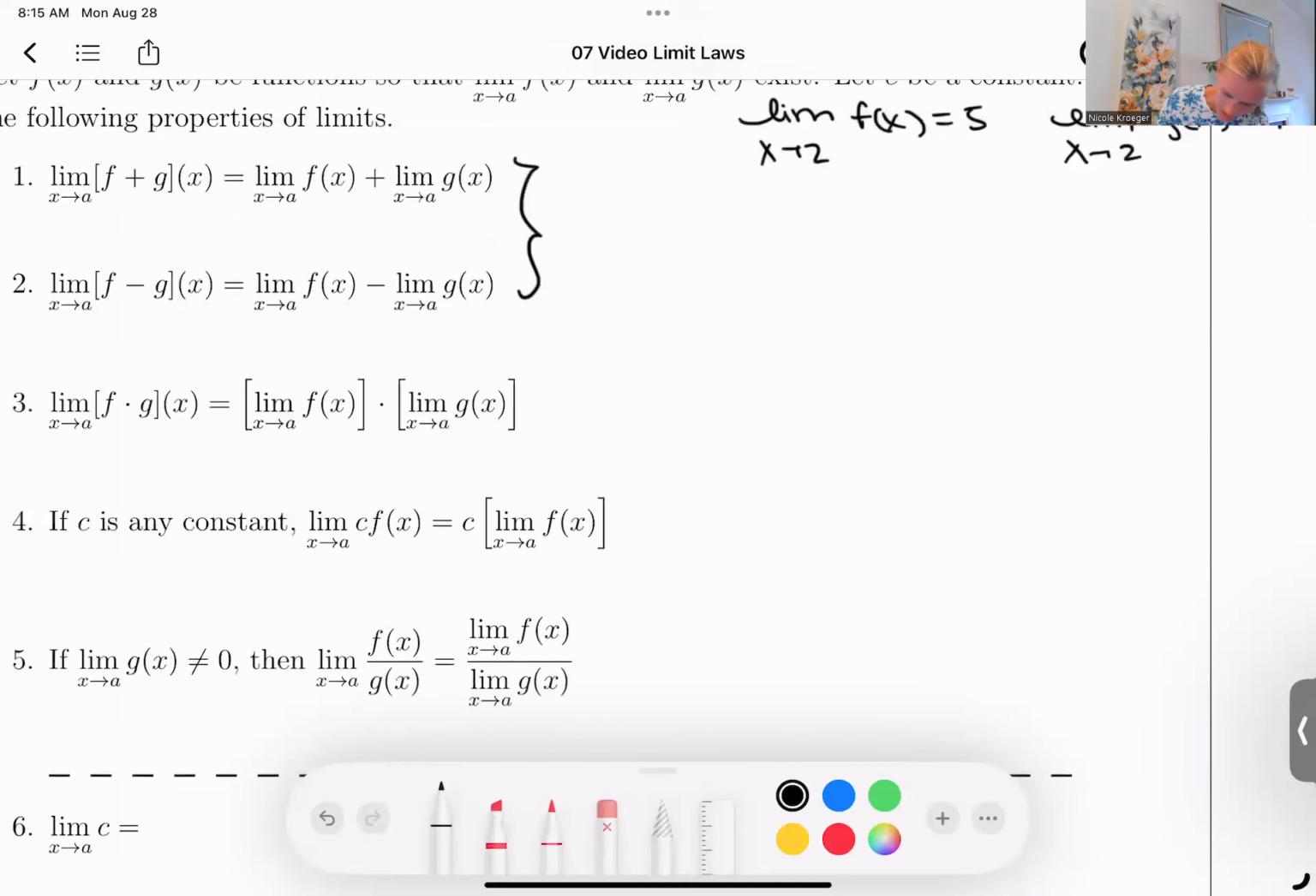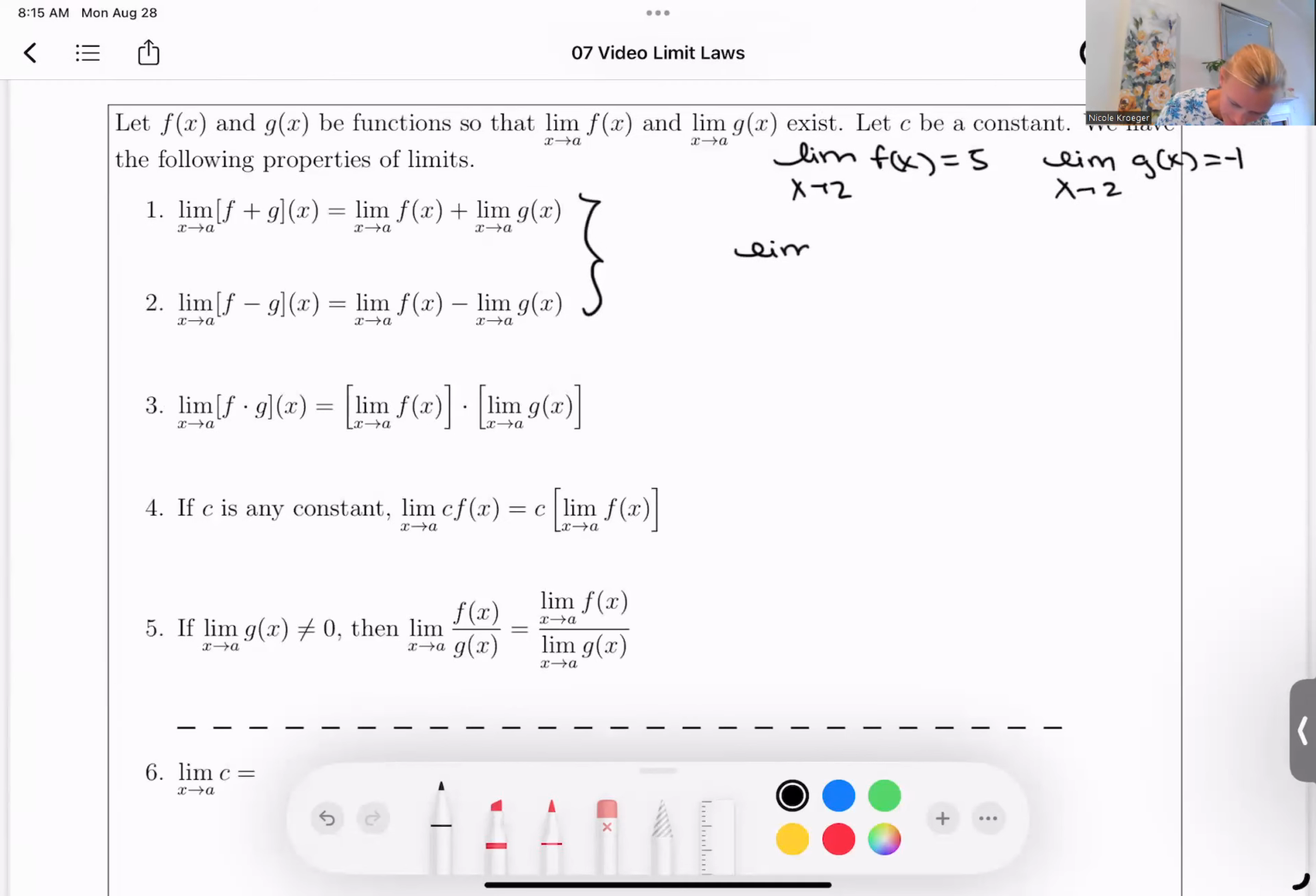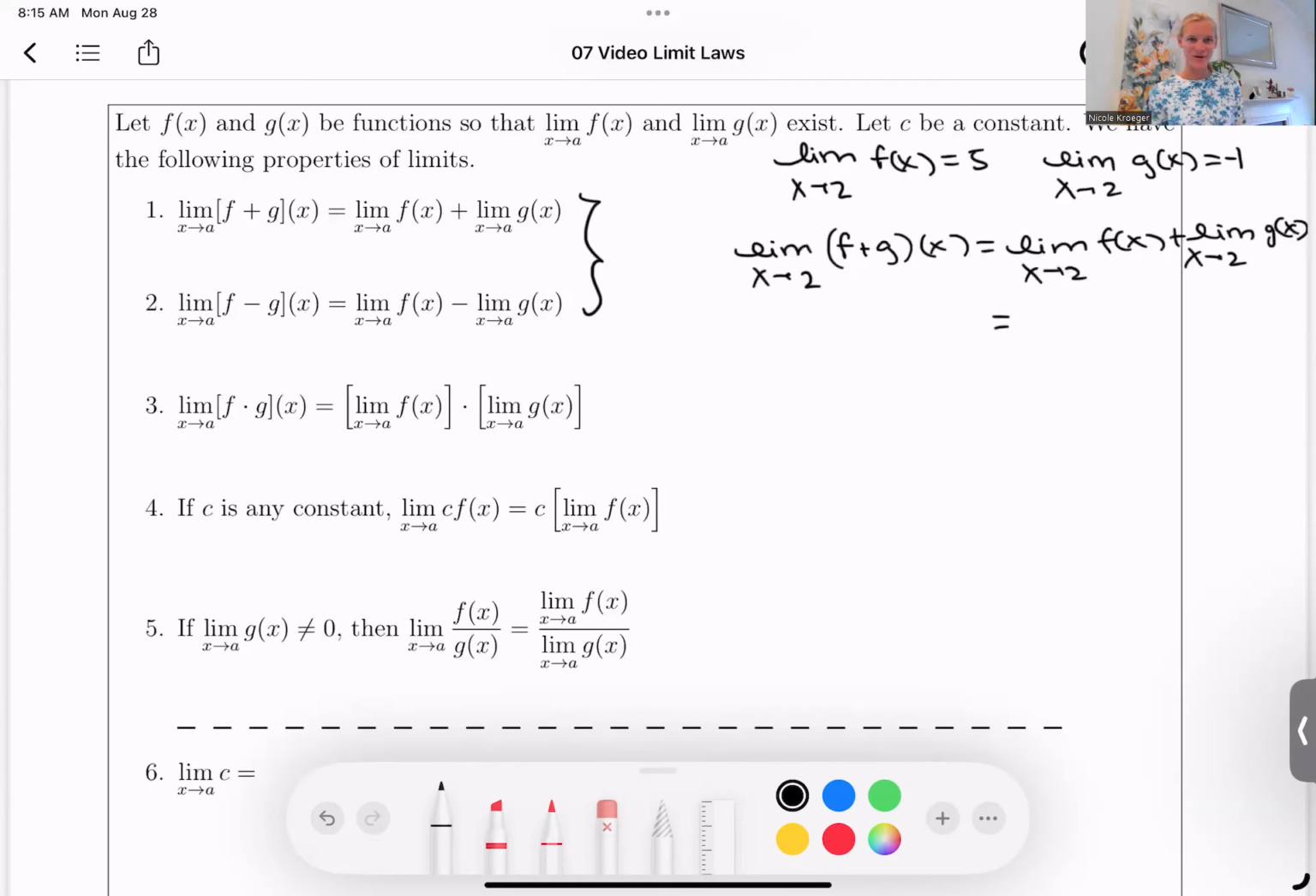So property 1 here would tell us that if I look at the limit as x approaches 2 of f plus g of x, then this is the limit as x approaches 2 of f of x plus the limit as x approaches 2 of g of x. And this might have been what you tried had I not told you this property worked, but this is a true property of limits. So this first piece is 5. The second piece is the -1. So we have 5 plus -1, which is +4, not -4.